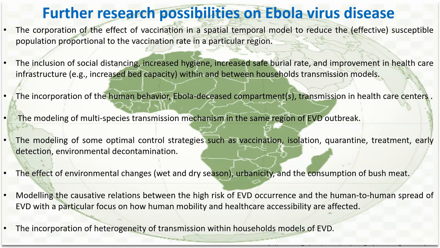Also consider the inclusion of social distancing, because the outbreak of COVID has shown the importance of social distancing in controlling disease. So this is also very important to consider in Ebola virus, especially when it has to do with gathering of people and practicing of some cultural practices too. Also inclusion of hygiene, safe barrier, improvement of healthcare system, because apart from the community, another place where the virus occurs is the healthcare system. Also, all these things should be considered within and between household transmission models. They also look at it.